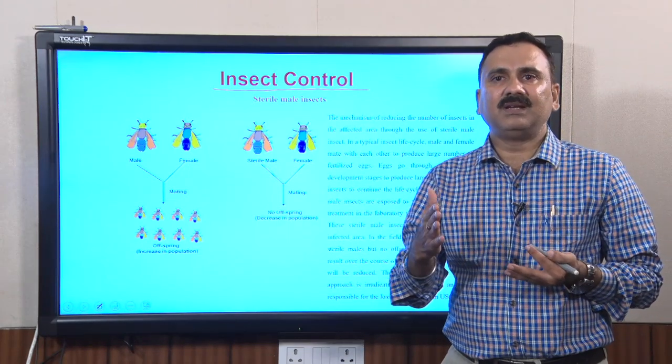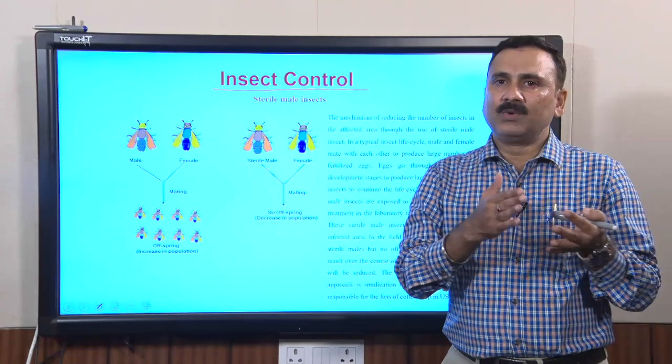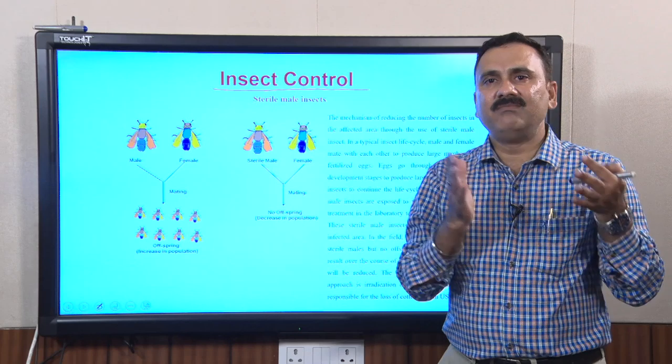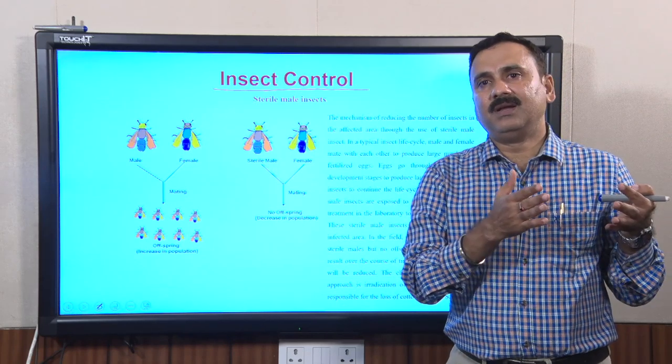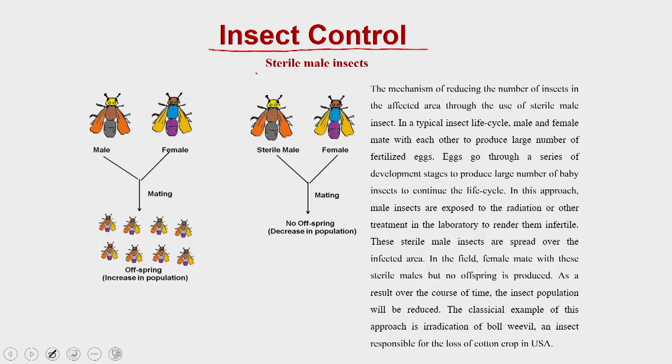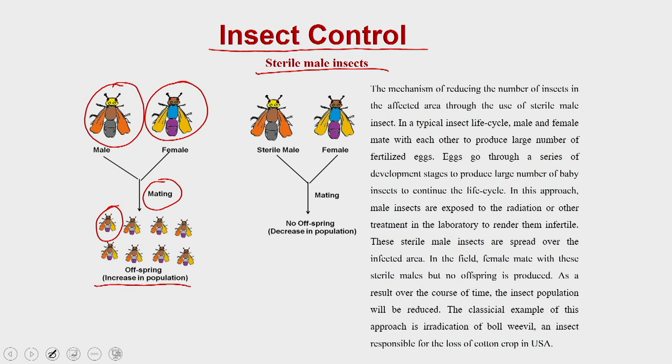And the control of insects is on two sides. One, you can reduce the number of insects which are present, or you can make the plant resistant to insect bites. In this case, what people are doing is generating sterile male insects, which means that under normal natural conditions, you have a male insect and a female insect, and when these two mate, they produce a lot of offspring, and that is how they increase their populations.